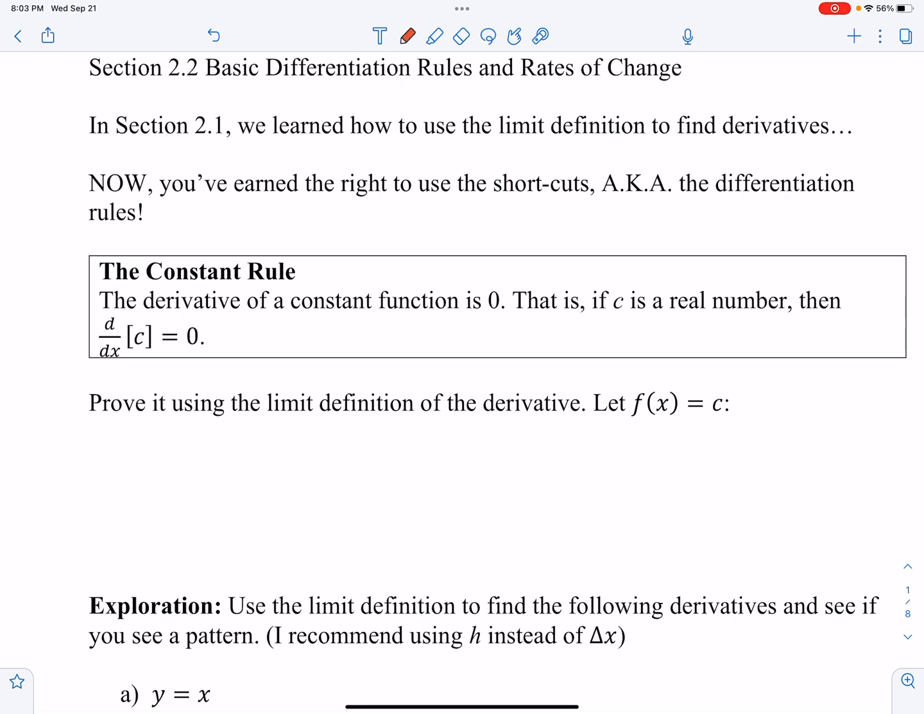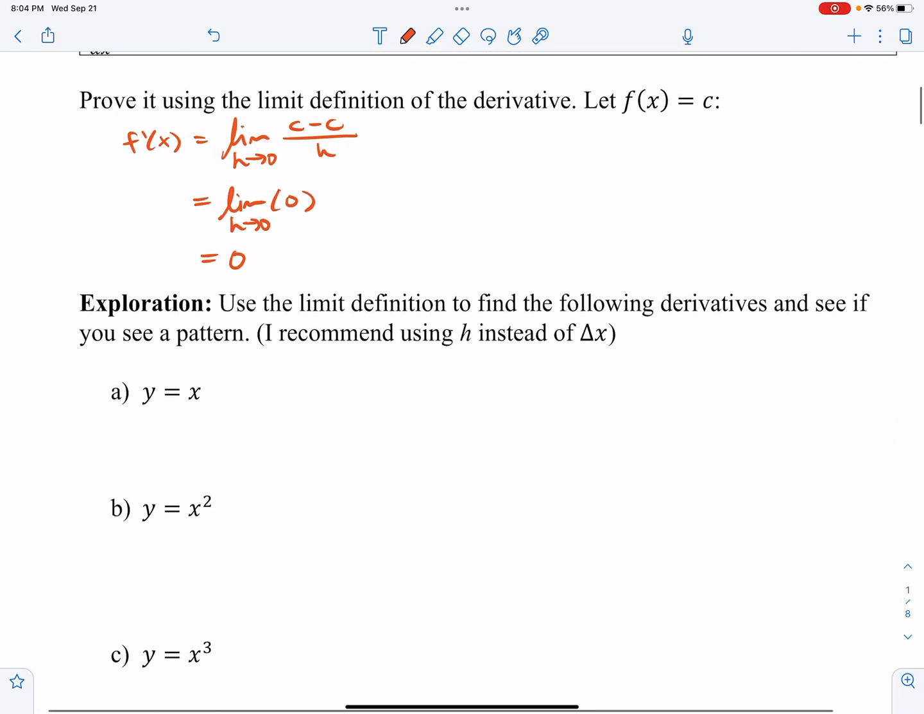So if we have f of x equals c, then f prime would be the limit as h approaches 0. There's nothing to substitute x plus h in for. So we can write this just as c minus c all over h, which c minus c would end up being 0. 0 over h would just be 0. So you end up taking the limit as h approaches 0 of 0. So the derivative of a constant function will always be 0.